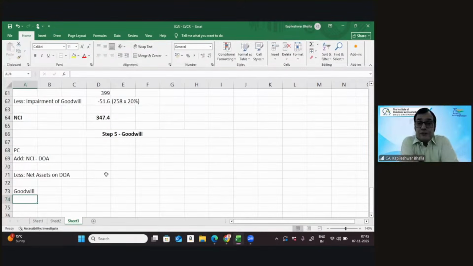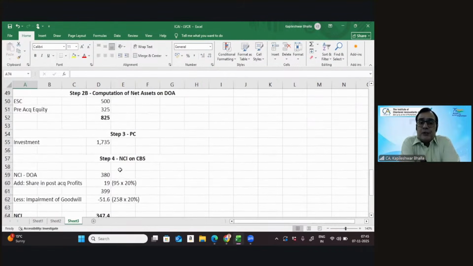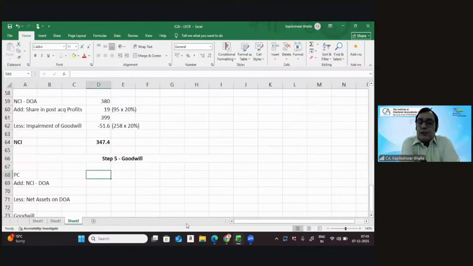So let's take the figures from the previous steps itself and fit in the data. The purchase consideration is step number 3, 1735. That works out at 1735. Now you need the NCI. So do we take that 347 or do we take the 380? We are calculating the goodwill on acquisition date. So when you take the NCI, we need 380. That's absolutely correct. So let's take the sum total of this. So that works out at 2115.